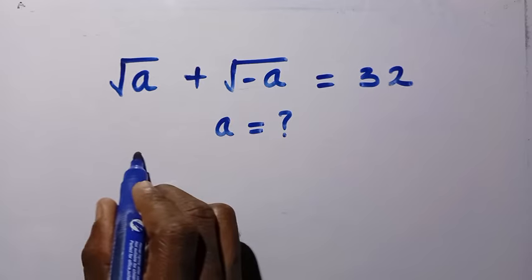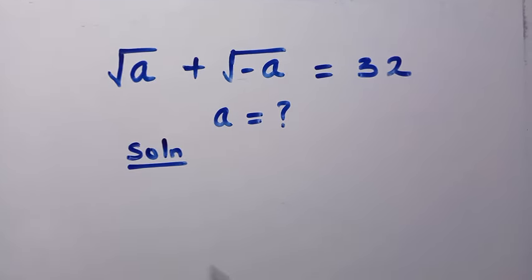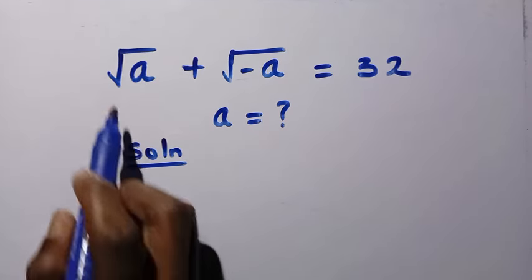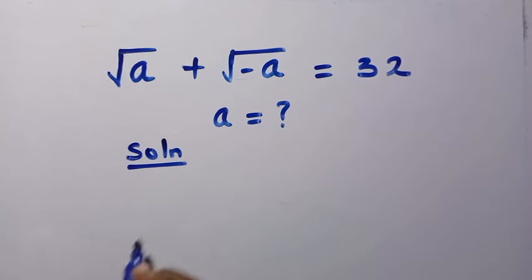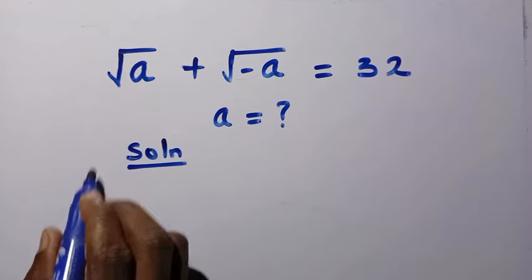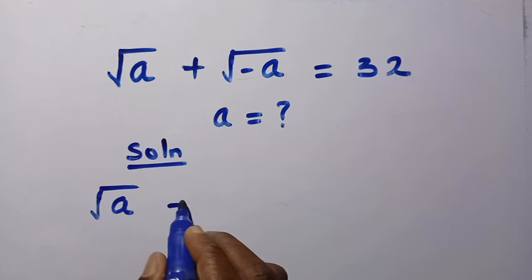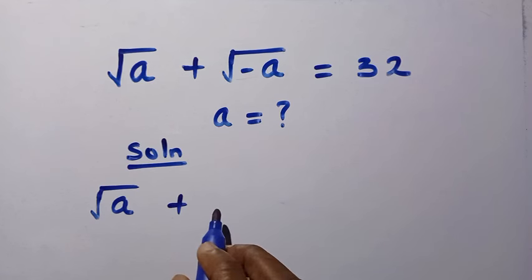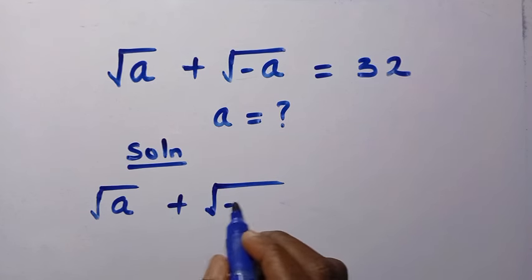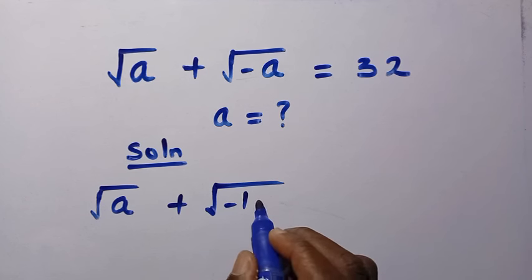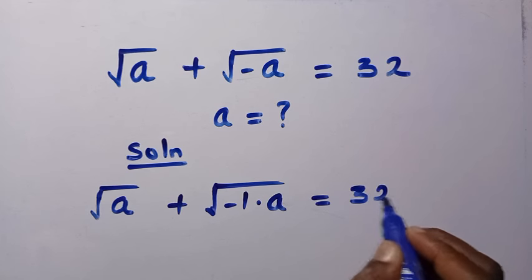So for the first step, let's consider the solution from here. So we have two different radicals. We have this as root a and we have this as root minus a. It's very simple to solve by considering from here. Here is root a plus square root of minus a. But anytime we have square root of minus a, we consider it as square root of minus 1 multiplied by a equals 32.